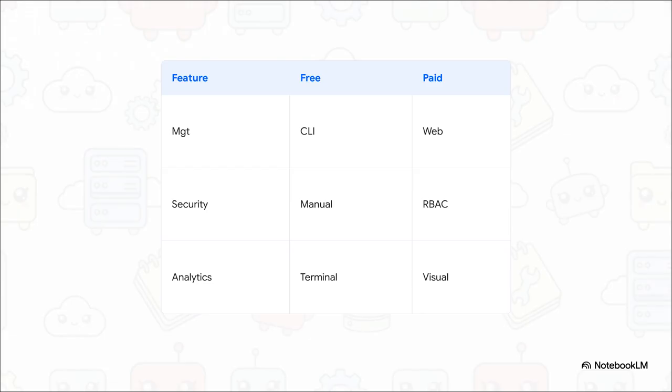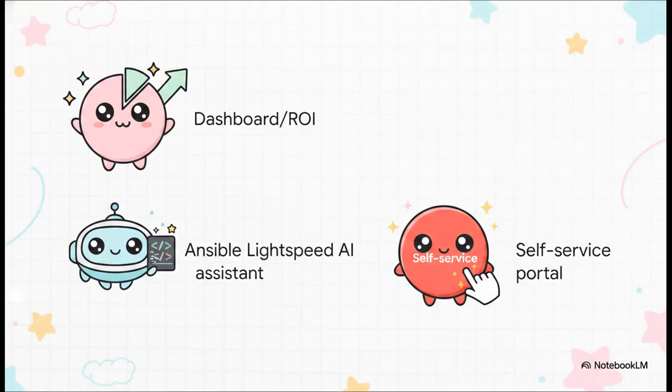And then analytics. Instead of just watching walls of text scroll by in a terminal, enterprise users get these rich, visual dashboards that track performance across the entire organization. It's a whole different ballgame. And honestly, the paid platform just keeps evolving. Take a look at their recent 2.6 release of the Ansible Automation Platform. They've added an automation dashboard that's specifically designed to help business leaders measure their actual return on investment.